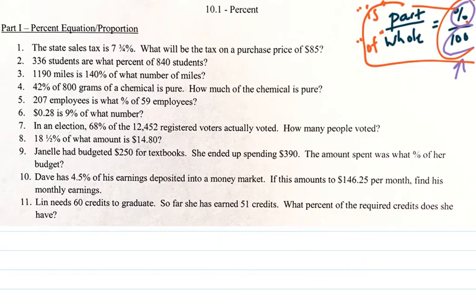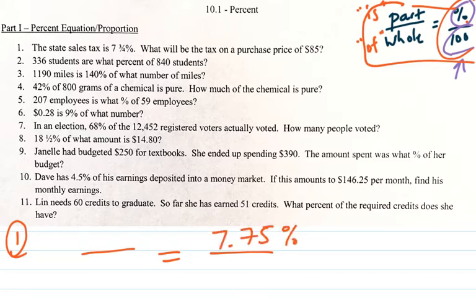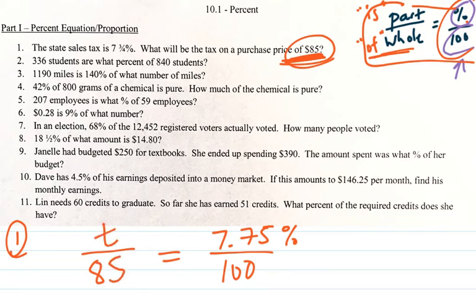So we know in this problem, for number 1, that my percentage is 7.75% out of the total 100%, which is equal to the part or the sales tax out of the total purchase price. Or do you see that of 85? So that is our of value, $85. And what's missing is our tax.